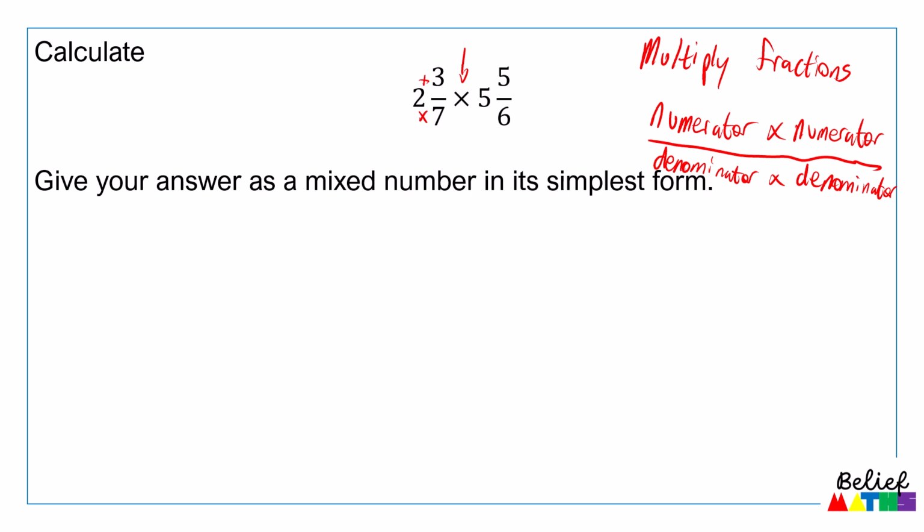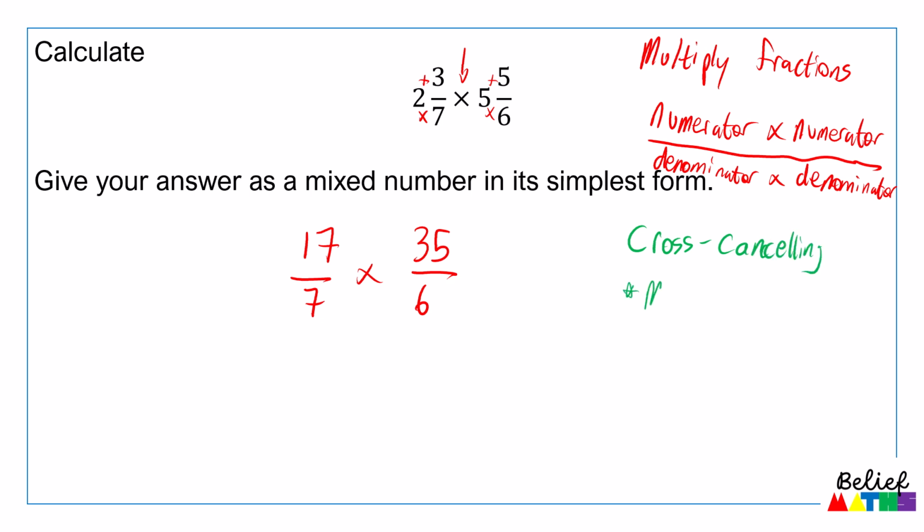So, converting this, 7 times 2 is 14, plus 3 is 17 over 7, multiplied by 6 times 5 is 30, plus 5 is 35 over 6. Our denominator stays the same. Now, there's something we can do here, which I mentioned a minute ago, called cross-cancelling. Now, this is multiply only. It only works when we multiply.